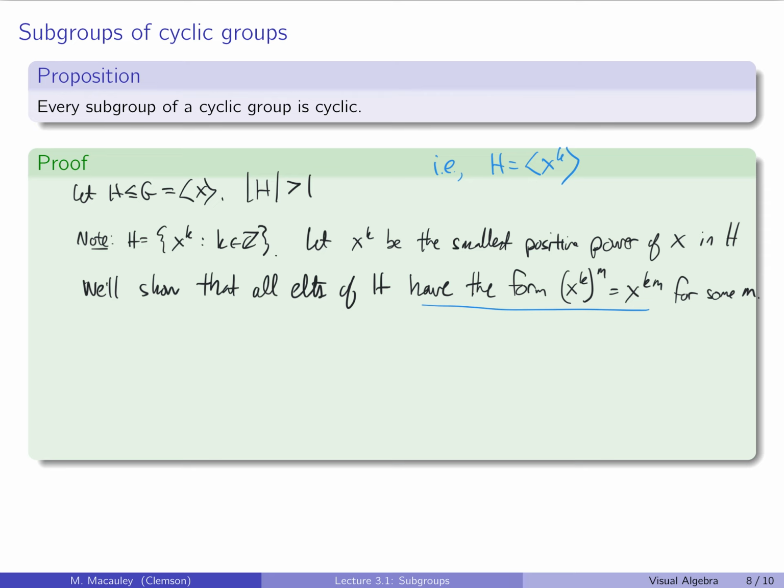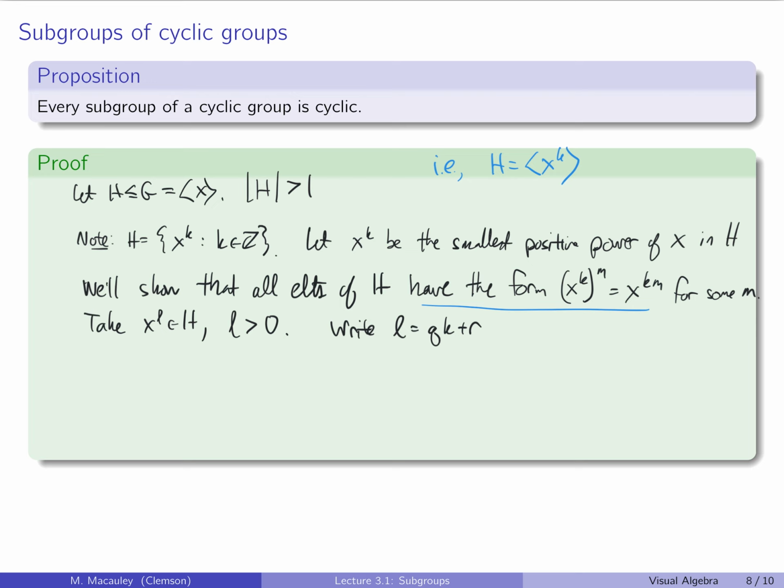Well, let's take some other element of H, anyone at all. So let's call it x^L in H. And let's just assume that L is positive, because if L is negative, and x^L is in there, then x^(-L) is in there. So we're just going to consider positive L. We can use the division algorithm to write L equals QK plus R. So we can divide K into L. It's got a quotient and a remainder.